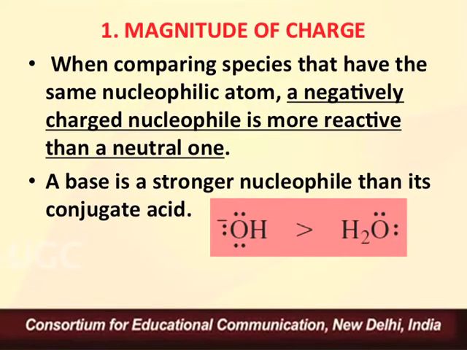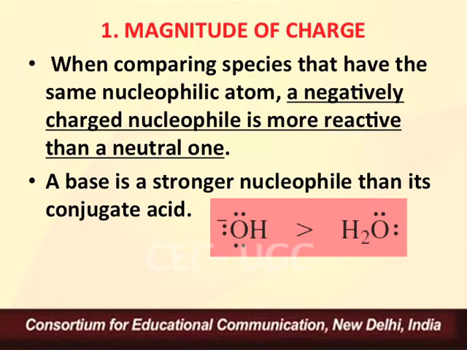Let us look into the factors. The first factor is the magnitude of charge. When comparing species that have the same nucleophilic atom, a negatively charged species is more reactive than a neutral one. In other words, a base is a better nucleophile than its conjugate acid.